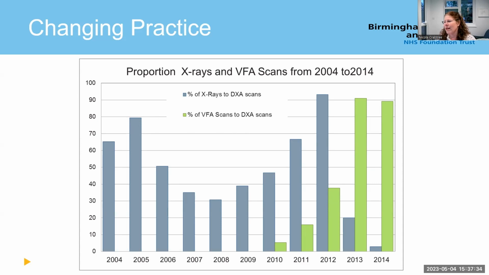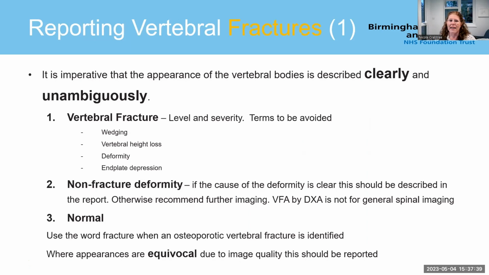One of the important things when using whatever type of imaging you're using when reporting vertebral fractures is how you report these, and this is a contentious issue both in the adult and the pediatric field. It's important that when you look at the appearance of the vertebral body, that you identify it clearly and unambiguously. And we recommend using the following terms. So either identifying as a vertebral fracture, as a non-fracture deformity, or normal. And try and avoid using terms such as wedging or vertebral height loss or deformity or end plate depression.